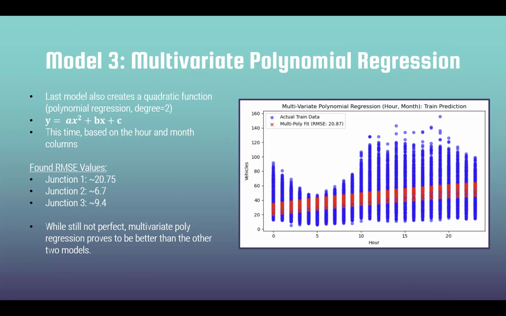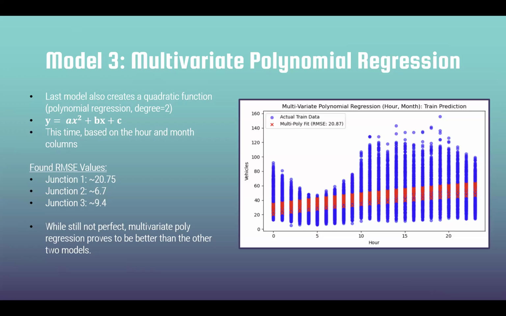This is once again a quadratic function, also in the form of ax squared plus bx plus c. You can look at that graph and see how it has changed the overall look of it, getting more averaged values for each of the hours, a range of averages in a way. By doing that, we now got new RMSE values of 20.75, 6.7, and 9.4.